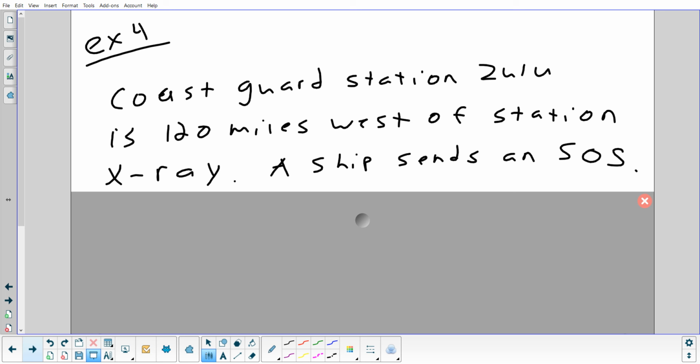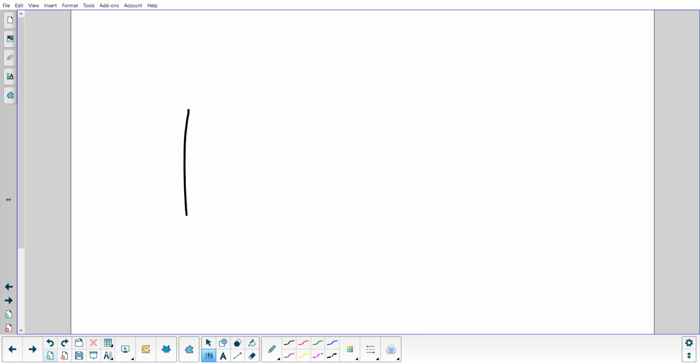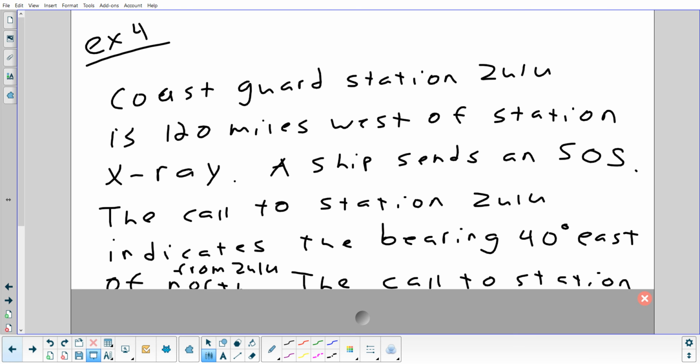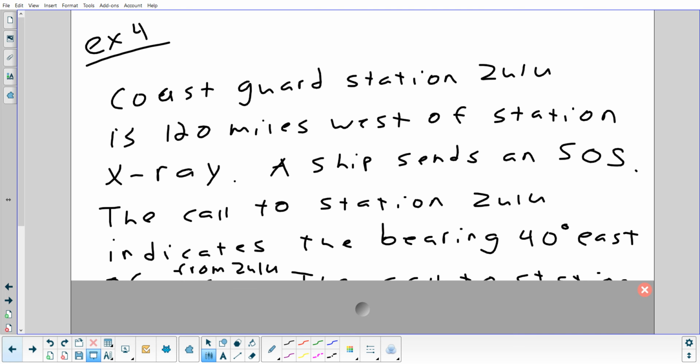Now, as far as describing where the light is, the way the Coast Guard station is going to do it is they're going to describe the direction they see the light coming from the boat as a compass heading. So let's say this is the boat. And the first Coast Guard station indicates that the direction to the boat is 40 degrees east of north.